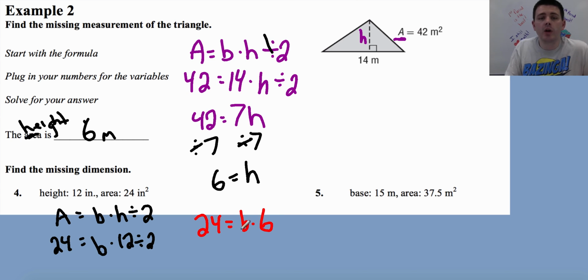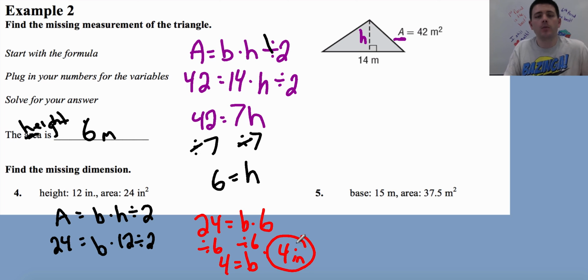Now I solve it. What did they do to b? Well, they multiply by 6, so I'm going to do the opposite. I'm going to divide by 6. 24 divided by 6 gives me 4 is equal to b. So my base is 4 inches. Plug in what you know, work backwards, figure out what do I need to find.